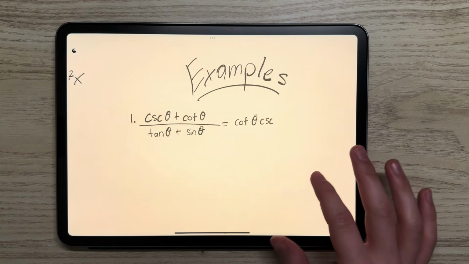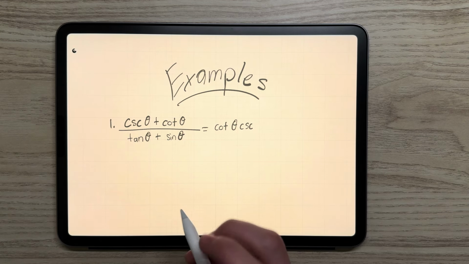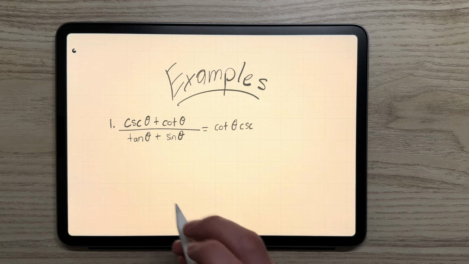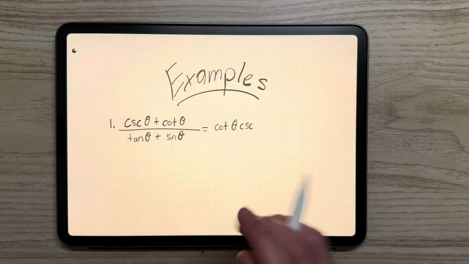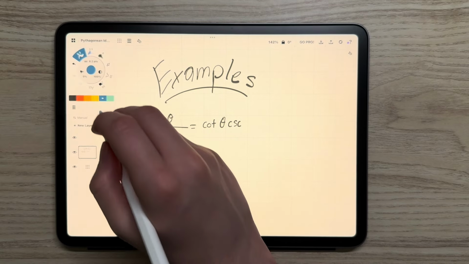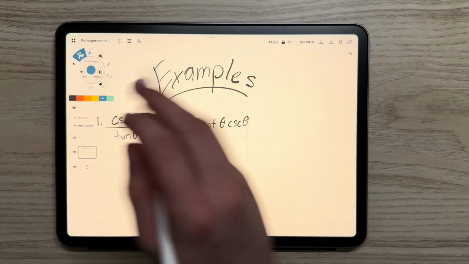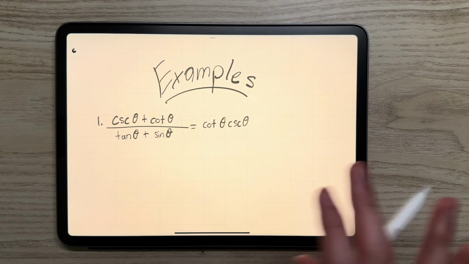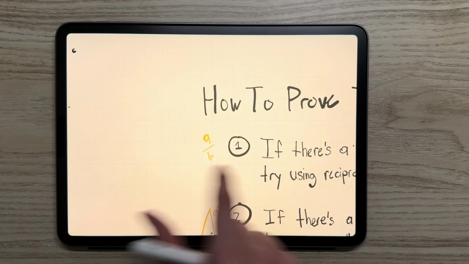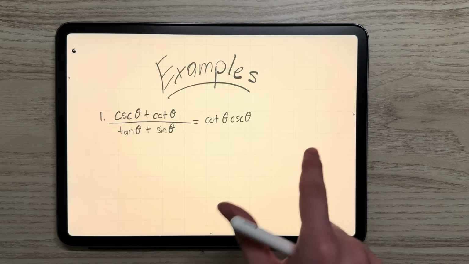So now we're going to begin with some examples. This is going to be a trickier example, but might as well start off with the tough problems to show you how to do them. So here we're going to use the first idea of using a fraction, using reciprocals and quotients.